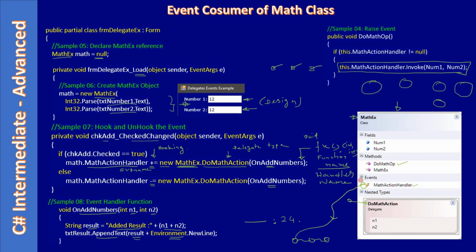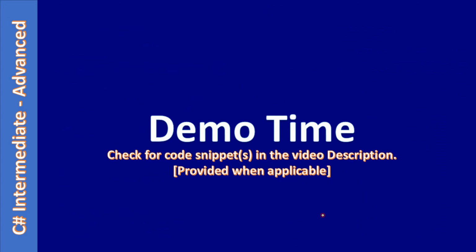Right, when invoke is called or when an event is raised, it checks what are all the events hooked to this handler, and it calls all the events: add numbers, subtract numbers, and multiply numbers. When it is calling those event handlers, it will supply the data. That means it will supply 2 integers. Alright, now it is demo time. We will go to the demo and finish this example.